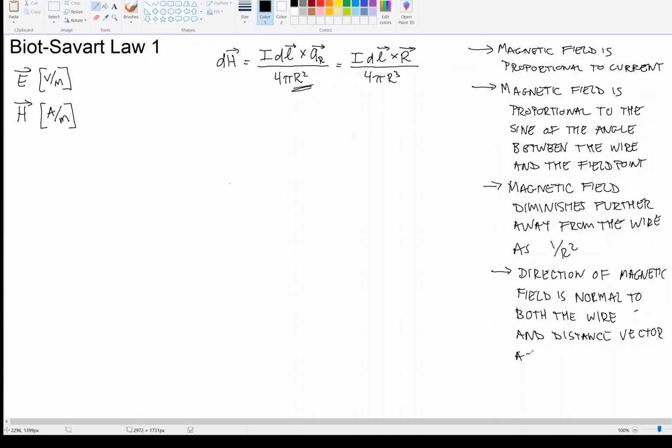According to the right-hand rule. I'm just going to abbreviate right-hand rule as RHL. And how do I know that? Well, I've got a cross product.